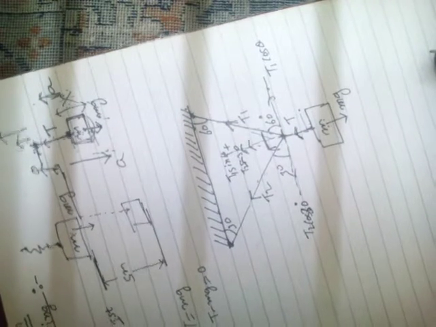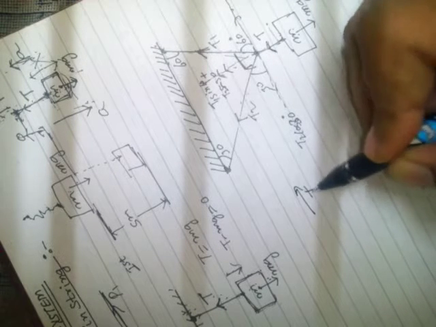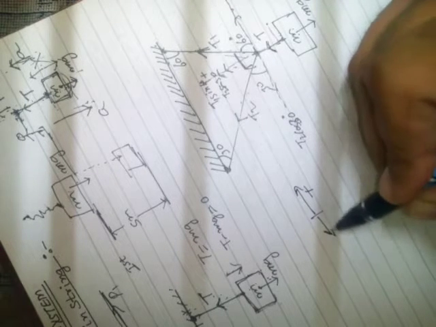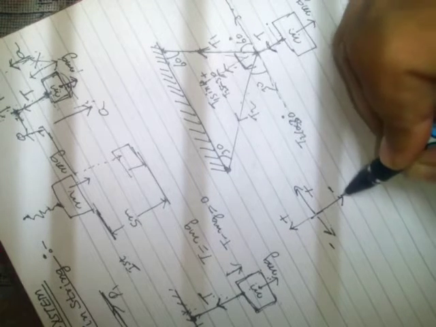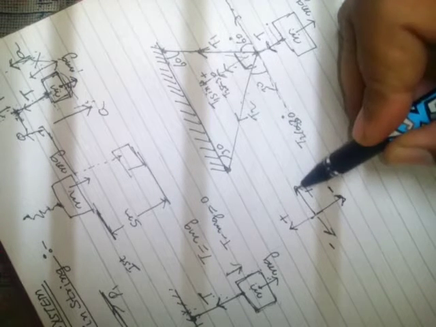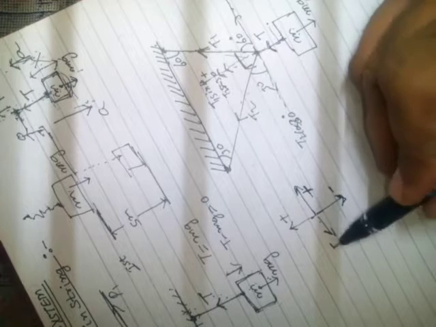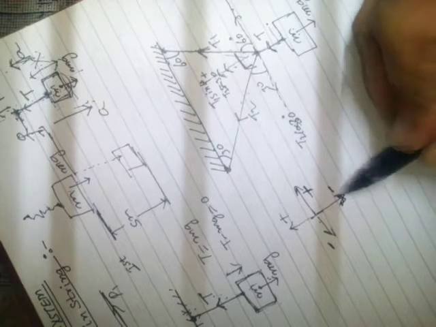Since force is a directional quantity, let us make force in the rightward direction positive, force in the leftward direction negative, force in the upward direction positive, and force in the downward direction negative. We are taking this convention: rightward force positive, leftward force negative, upward force positive, downward force negative.